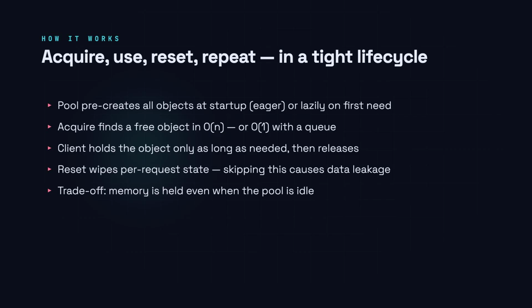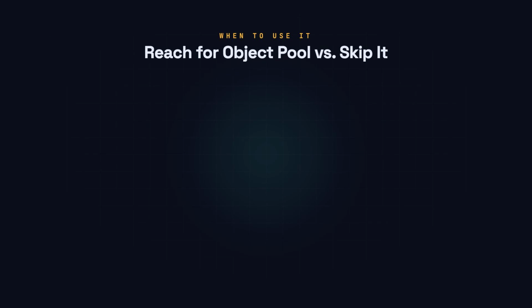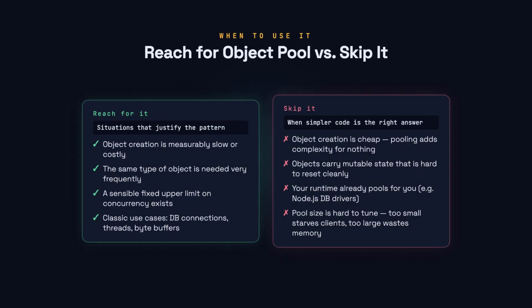The main trade-off is that pooled objects consume memory even when nobody is using them. Reach for the object pool when profiling shows that object creation is a real bottleneck. Database connections, native threads, and large pre-allocated buffers are the textbook cases. You also need a sensible cap on how many can exist concurrently. On the other hand, skip it when construction is trivially fast, because you are adding a layer of complexity for no gain. Also skip it when the runtime already pools for you. Most database client libraries manage their own connection pools internally, so wrapping them in another pool is redundant and error-prone.